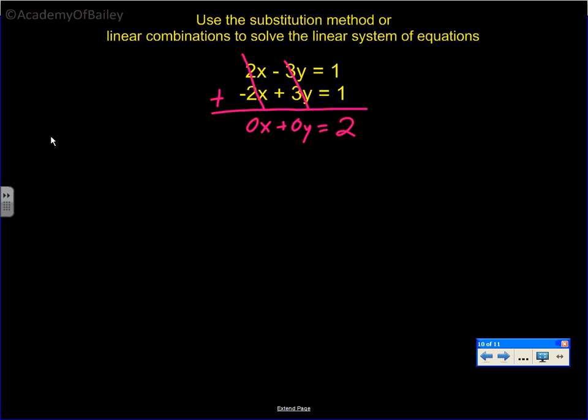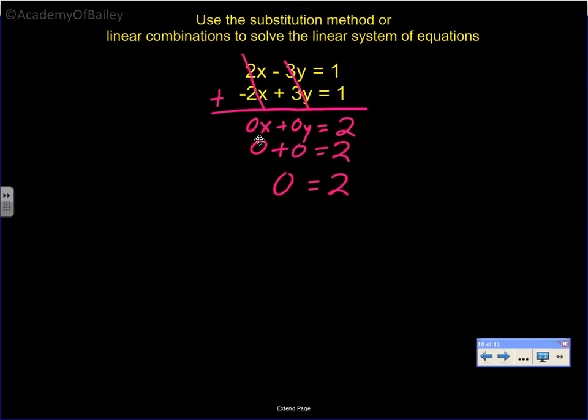And if you have 0x plus 0y, 0x is 0, 0y is 0. So 0 plus 0 is equal to 2. Or I'm sorry, 0 plus 0 is 0, and then that's equal to 2. So 0 is equal to 2. All right. You're wondering how 0 is equal to 2? It's not really.